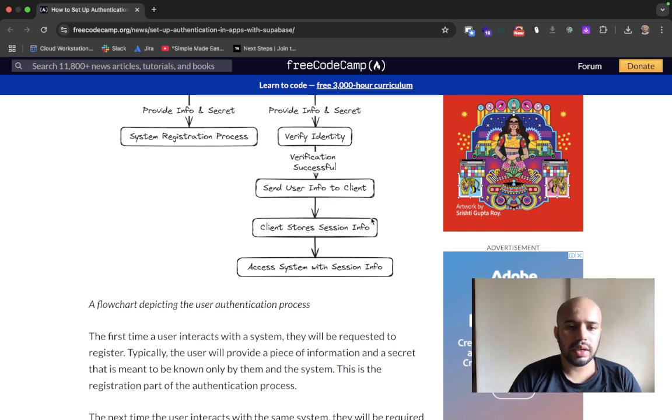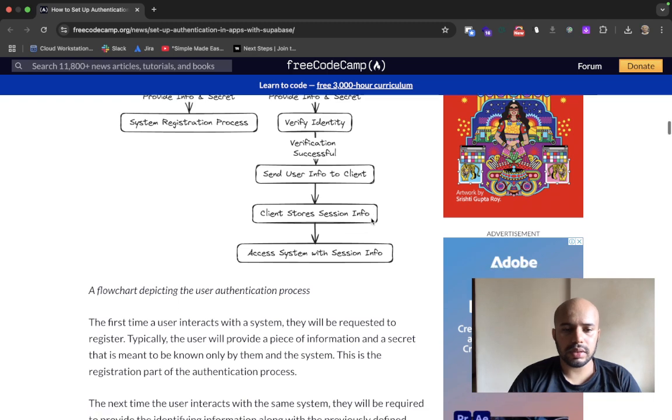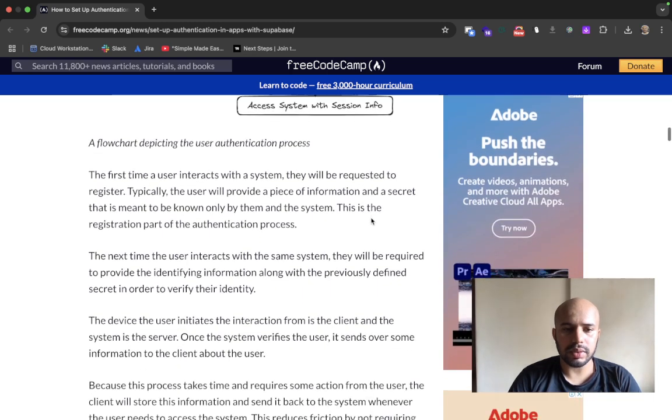The first time a user interacts with the system, they will be requested to register. Typically, the user will provide a piece of information and a secret that is meant to be known only by them and the system. This is the registration part of the authentication process. Next time the user interacts with the same system, they will be required to provide the identifying information along with the previously defined secret in order to verify their identity.